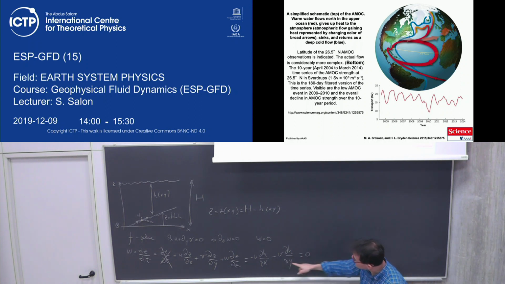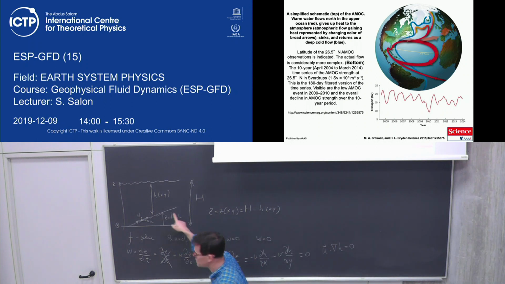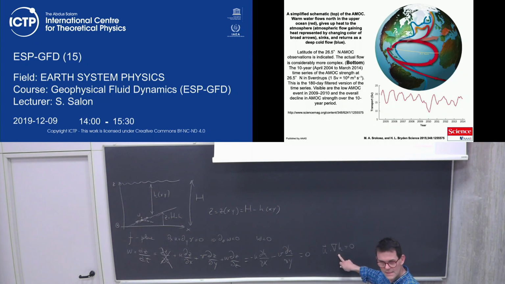So if w is 0, it means that we have a conservation of the u multiplied by the gradient of h. And the gradient of h is nothing more than the topography, so how the topography is changing in the xy plane. So what does this mean? What does this mean?